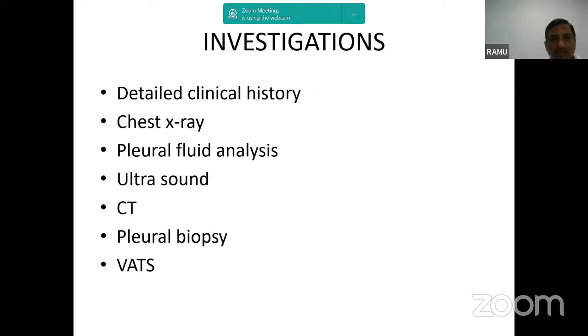Coming to the investigations, a detailed history is always more beneficial. And the chest X-ray, what I told, and pleural analysis. Pleural analysis is normally based on cytology. There are different initial sites and different etiologies, and they give different pictures. Normally, if it is infective, it is always an exudate with neutrophilic predominance.